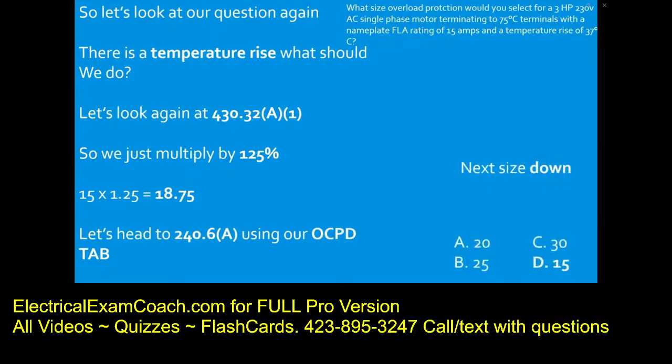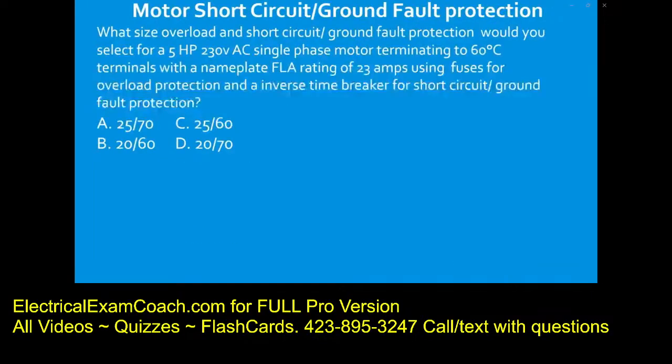Great job. What size overload and short circuit ground fault protection would you select for a 5 horsepower, 230 volt AC single phase motor terminating to 60° C terminals with a nameplate FLA rating of 23 amps using fuses for the overload protection and an inverse time breaker for the short circuit ground fault protection?